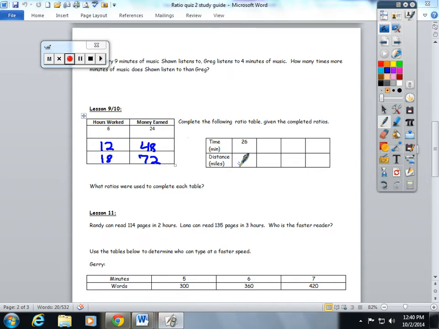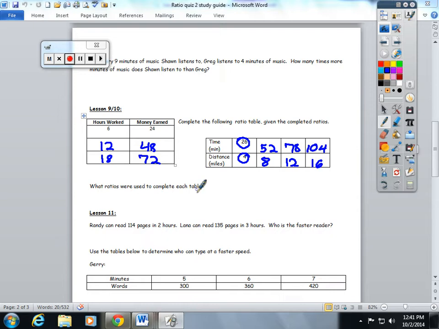And next we're going to do the time and distance. For every 26 minutes, they travel 4 miles. So we're first going to have 52 minutes, then 78 minutes, then 104. And on the miles, we're going to have 8, then 12, and finally 16.